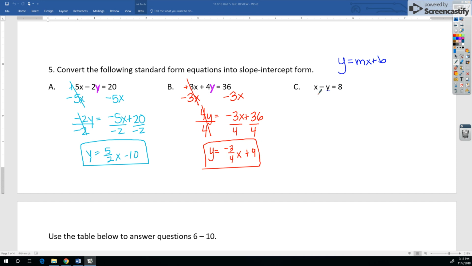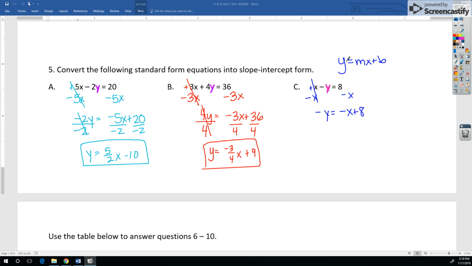Okay, last one. Again, this is the y that I'm getting by itself. I do not move it. I do not touch it. I move everything else away. So we still have a positive x, so I'm going to subtract 1x from both sides. I'm left with negative y is equal to, rearranging this, negative x plus 8.